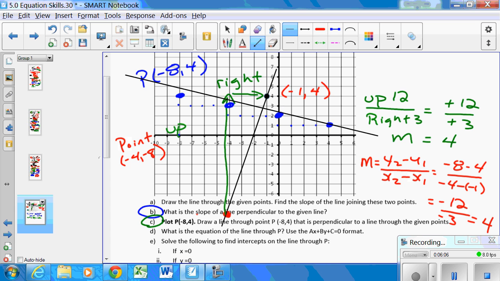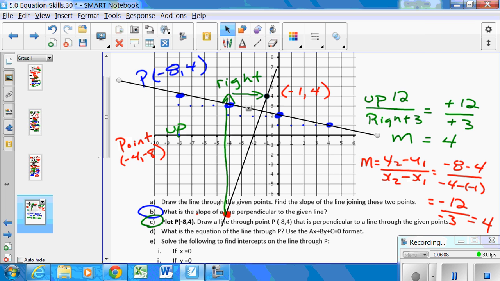So I'm looking at my line right now. I'm going to fix that a little bit. And you know what, I hit all my points. So I'm pretty happy that what I drew, what I plotted, my rise over my run, is correct.